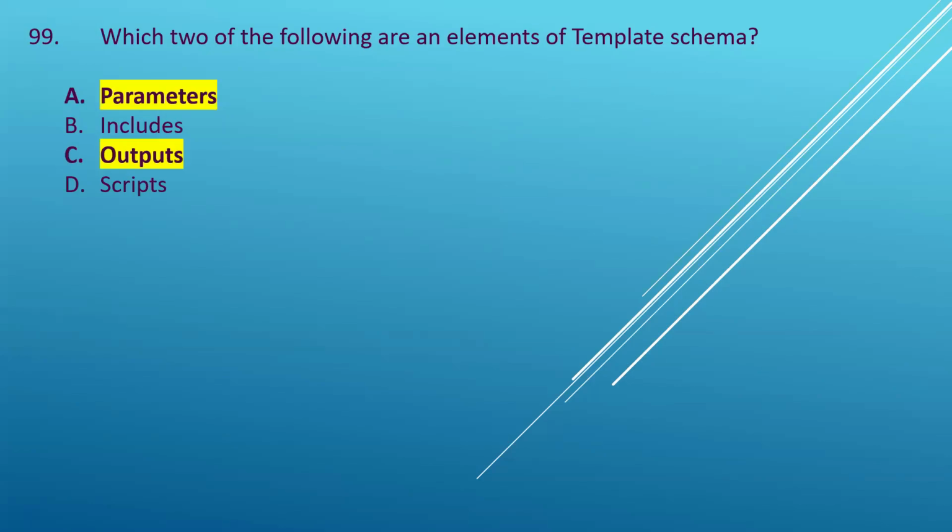Parameters are variables or inputs that can be defined when creating or using a template. They allow you to customize the behavior of the template by providing values for these parameters. Outputs are the results or data produced by a template after it has been executed. These outputs can be used for various purposes, such as displaying information or passing data to other parts of a workflow.